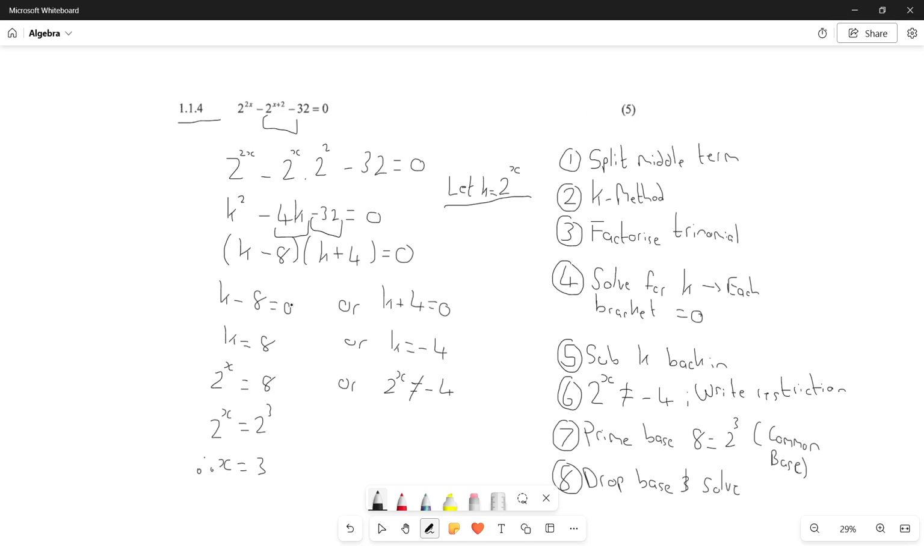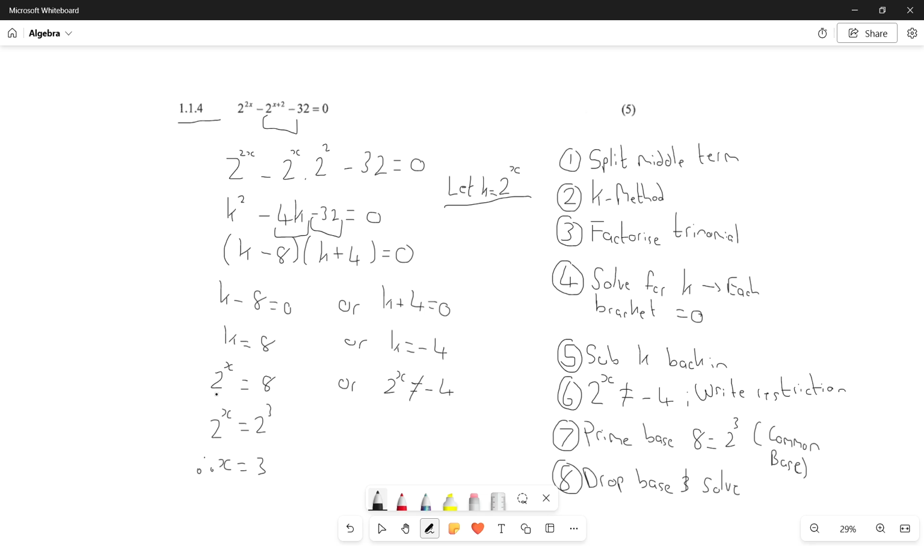Once we're there, k minus 8 equals 0 or k plus 4 equals 0, and then we take our 8 over and our negative 4 over. One thing to keep in mind whenever we have an exponential equation is that if we have a negative here, if we were to prime base our 2 to the 2 for our negative 4, that would still not work because 2 to the x cannot equal negative 2 to the 2. So therefore this side of the equation does not work and we draw a line through the equal sign.